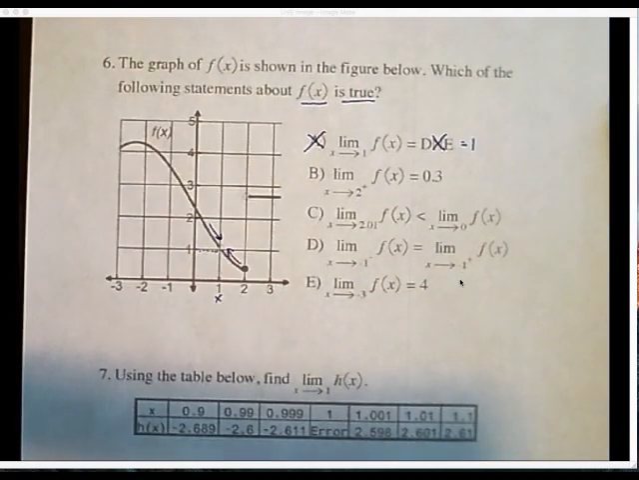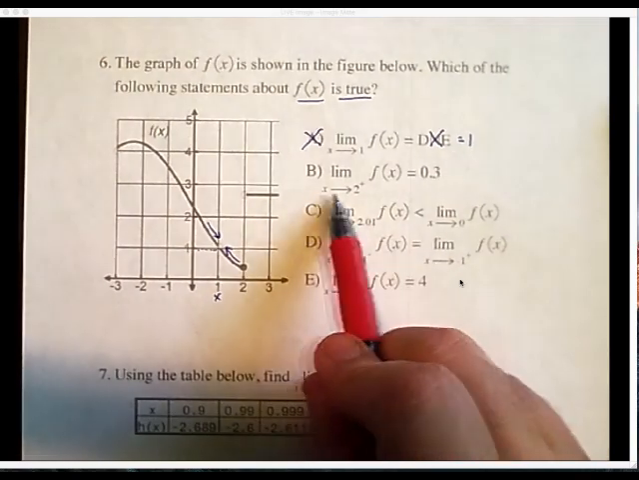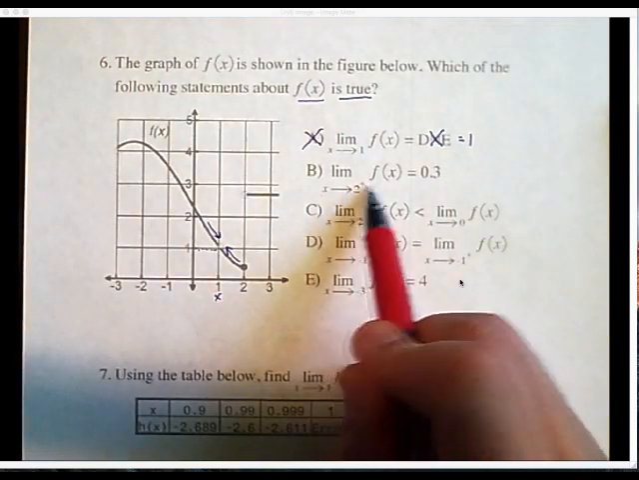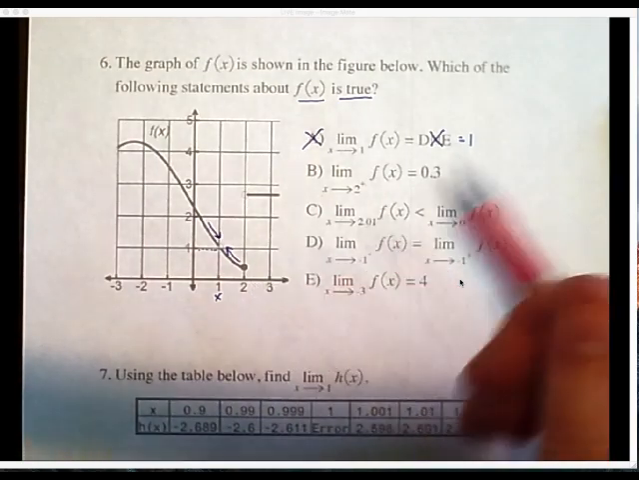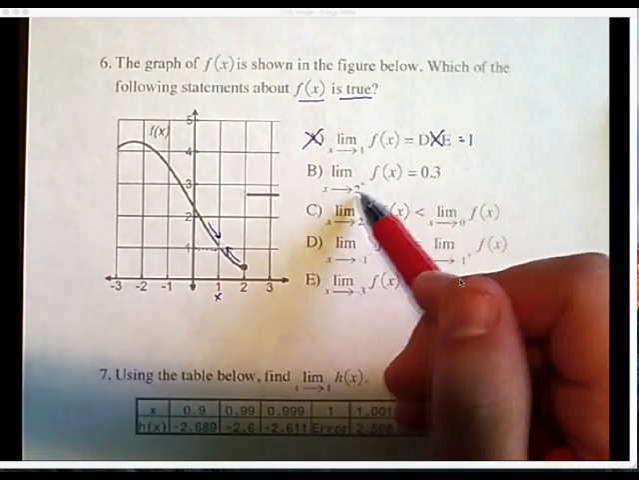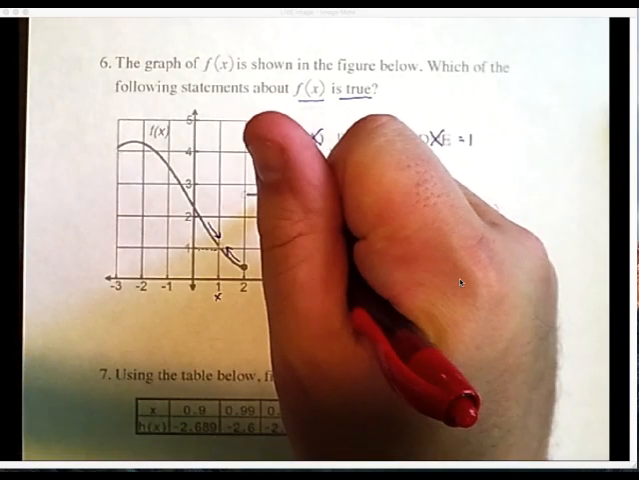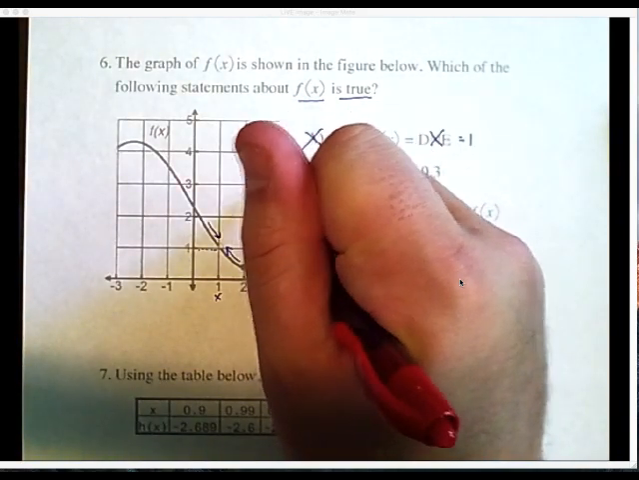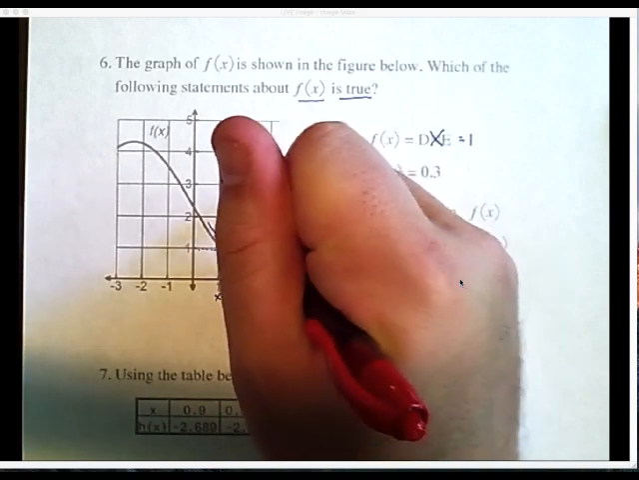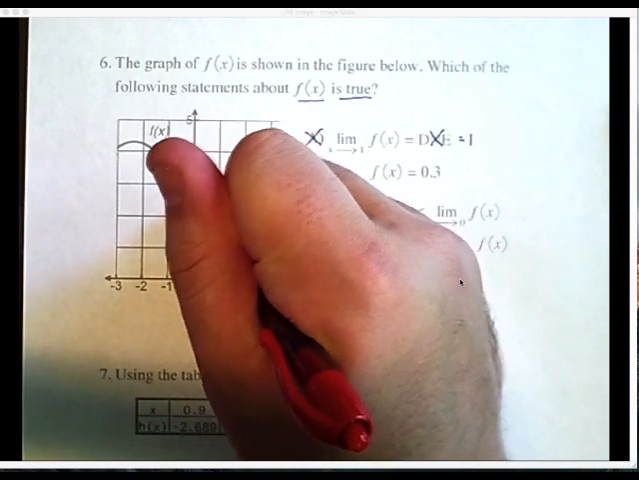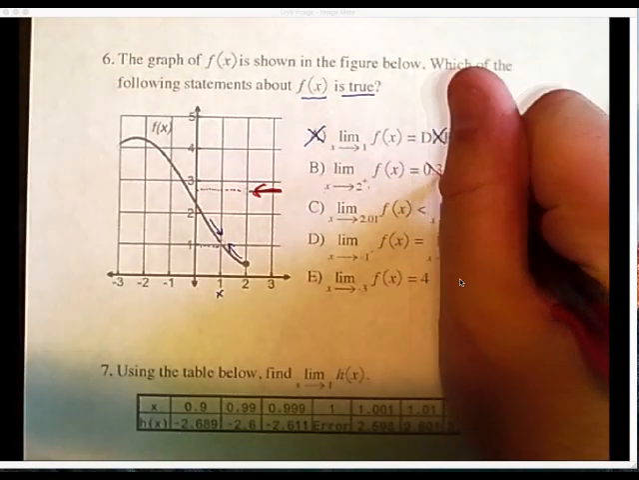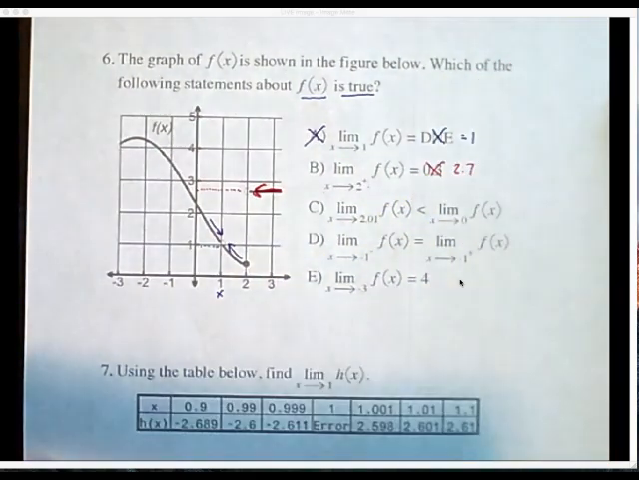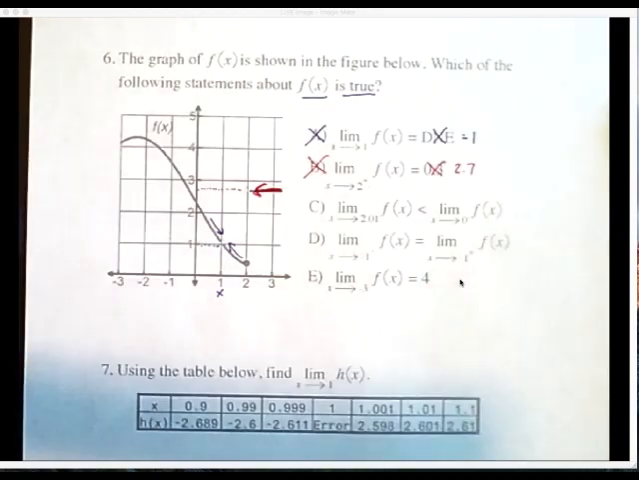Now let's read the next one. The limit as x approaches 2 from the right equals 0.3. So as I'm coming in to this graph, 2 from the right means I need to come from the right side. So I'm approaching here. And what's the y value there? Is it 0.3? No, to me it looks like it's about 2.7. So if that said 2.7, it would be correct. But it doesn't say 2.7, it says 0.3.